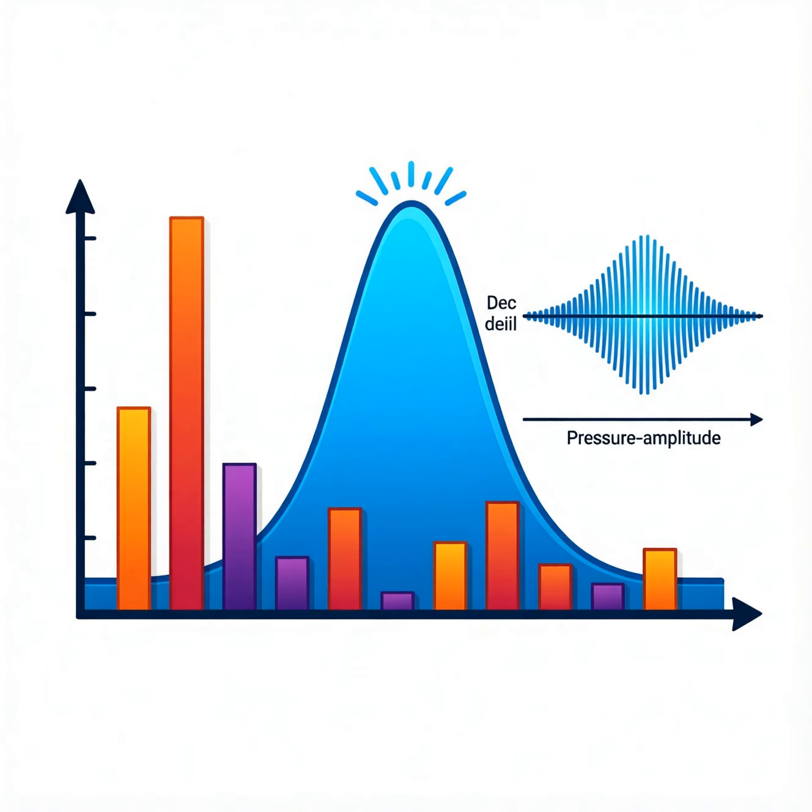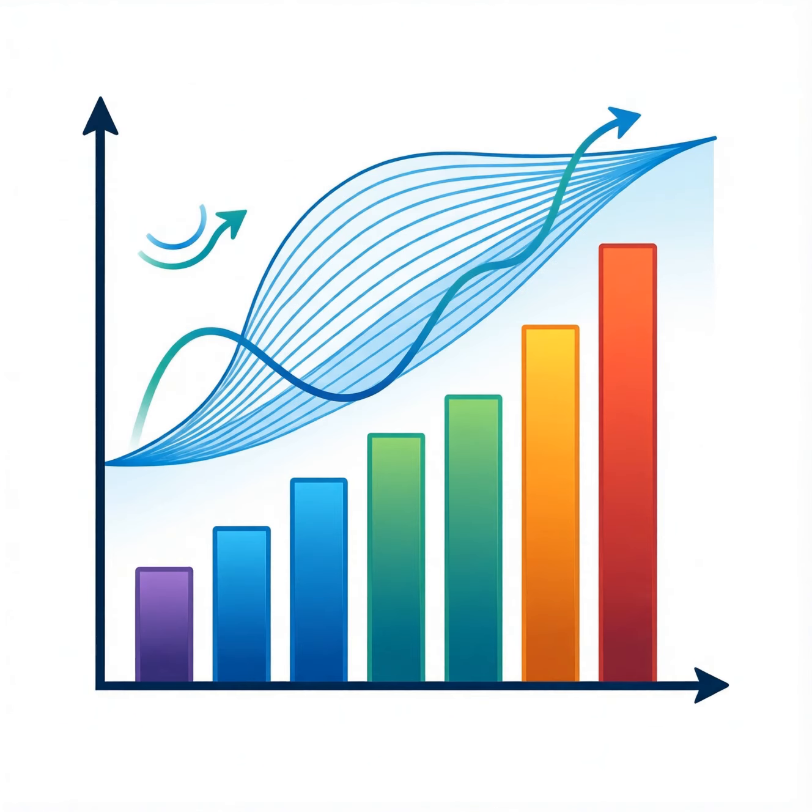Decibels provide a logarithmic scale that maps these pressure amplitudes to human perception of loudness. A small increase in amplitude can produce a noticeable jump in perceived volume because of the ear's sensitivity curve.